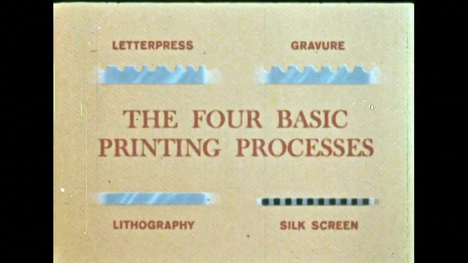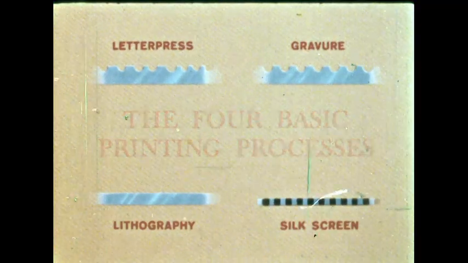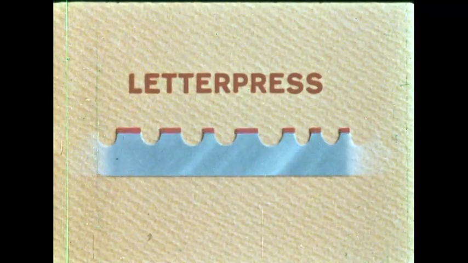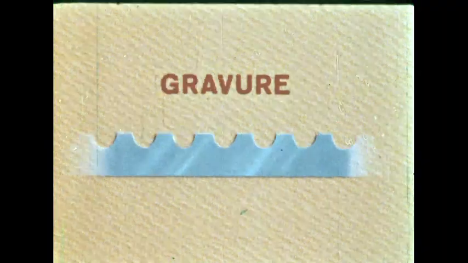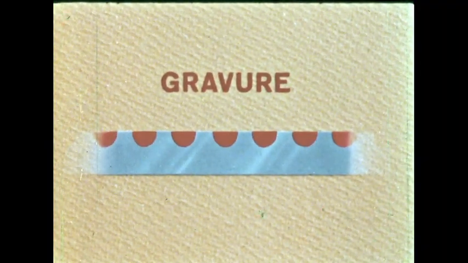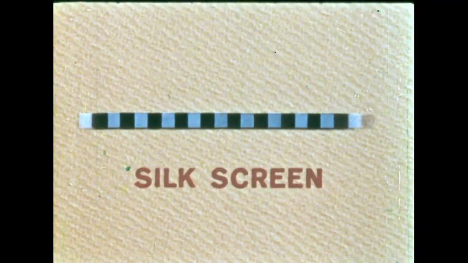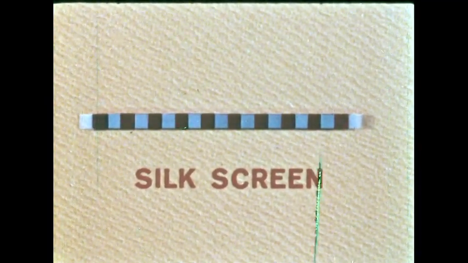These, then, are the 4 basic processes used throughout the printing industry today. Each employs a different principle. In letterpress, it is the image standing out from the surface. In gravure, it is the image cut into the surface. In lithography, it is the image on the surface. And in silk screen, it is the image through the surface.